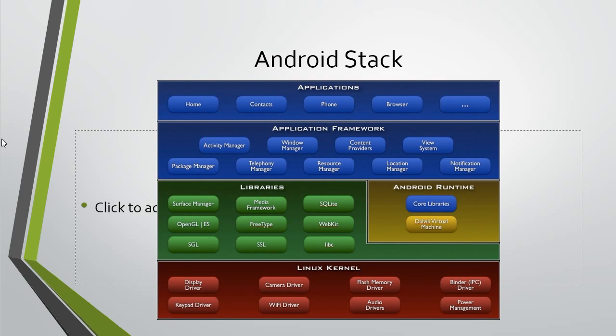The first one is the Linux kernel, which comes at the bottom right here. Android is using the Linux kernel as the base of its operating system for several reasons. First of all, we know the Linux kernel is open source, and we know its security model.